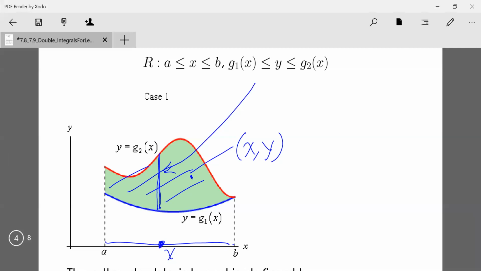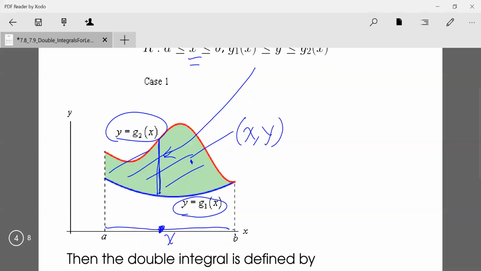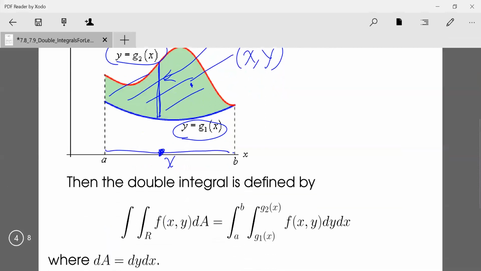It's called a cross section. Okay, that's for every x. So it defines a region that can be said to be between two curves. One is from above, another one is from below. Okay. This type of region is also called a type 1 region. Now suppose our R is a type 1 region, and we're going to define the double integral here.